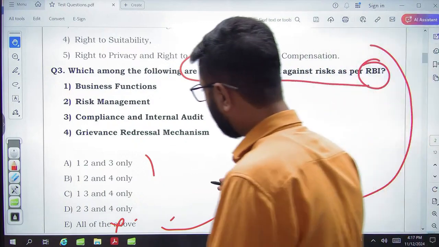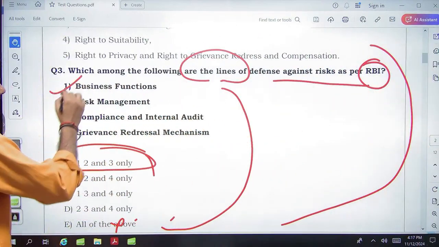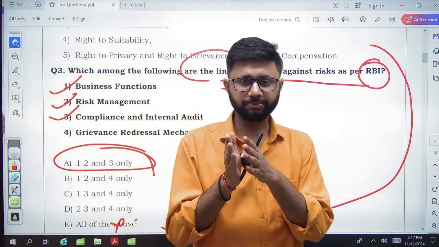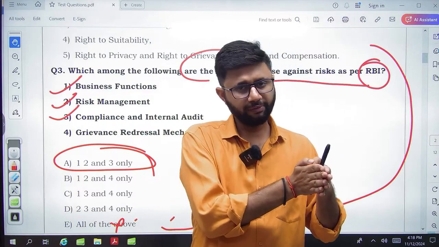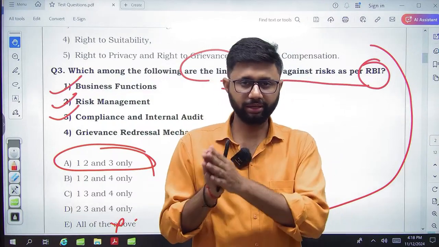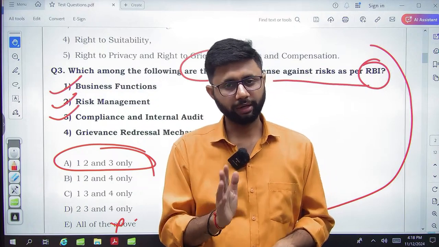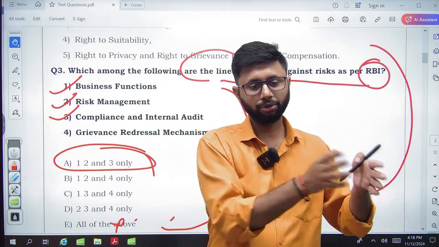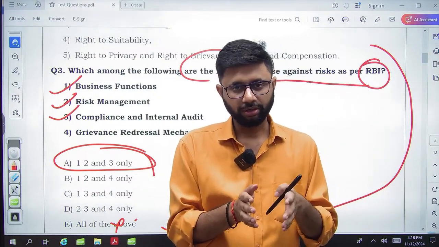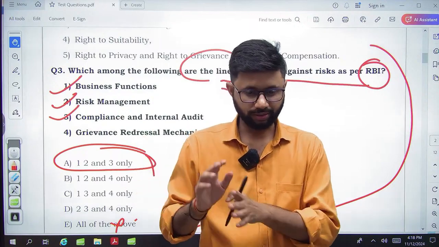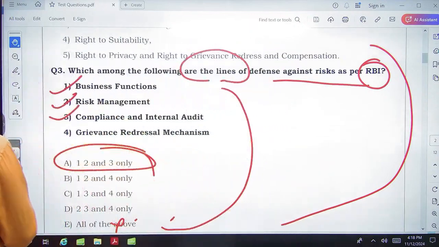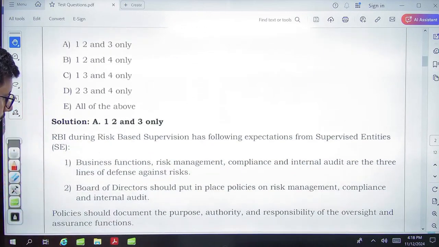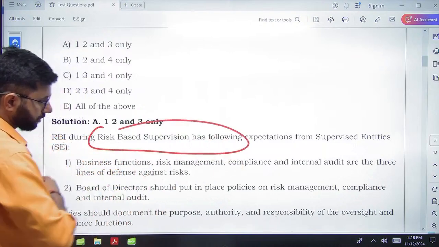Yes, sir. Correct. A is the correct answer. 1, 2, 3. Business functions, risk management, compliance and internal audit. This is what I told you earlier. First the board of directors will think according to business. Then we have risk management structures in place that will take care whether the board's work is being done in a standard way or not, whether it is in compliance or not. Then we have internal audit and compliance that will make sure that the risk management structure is making sure that all these things are happening in compliance or not. So 1, 2, 3 is the 3 lines of defenses based on risk-based supervision.